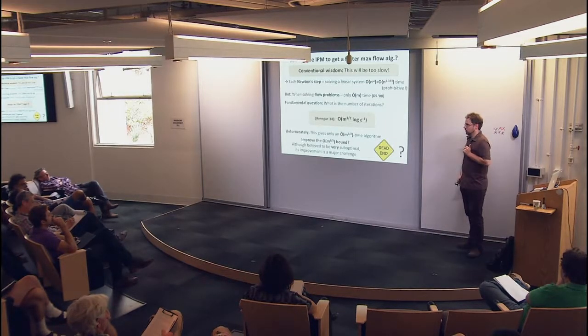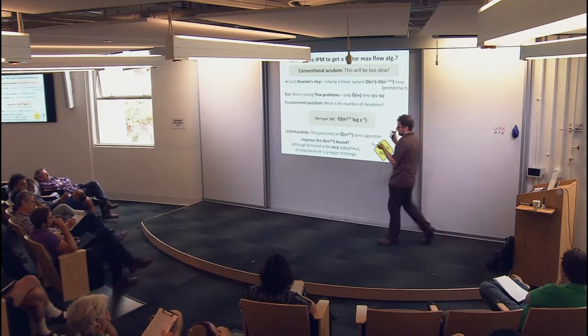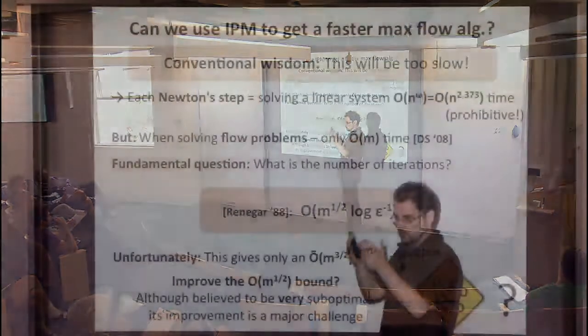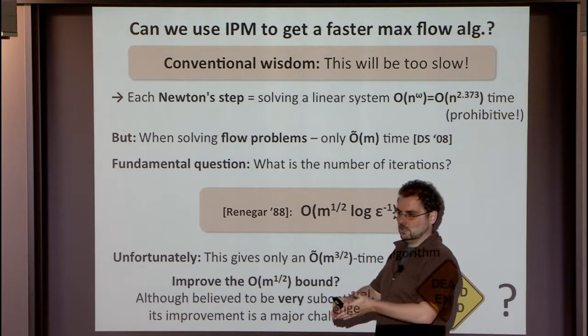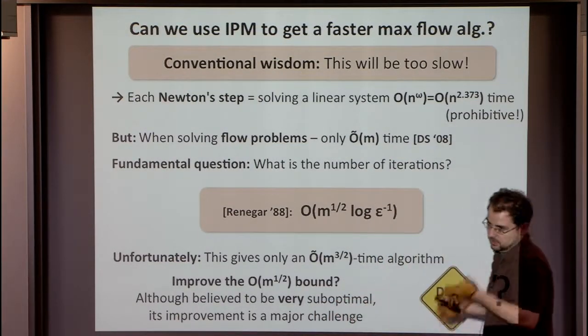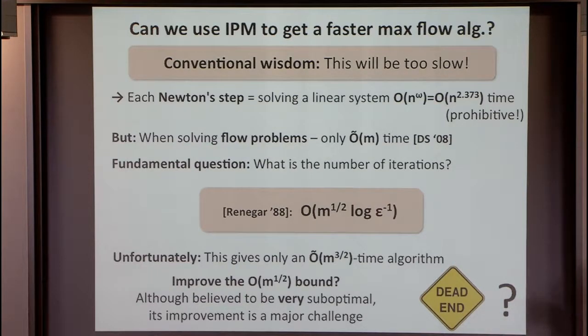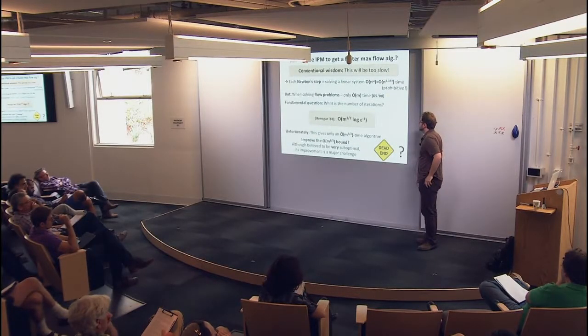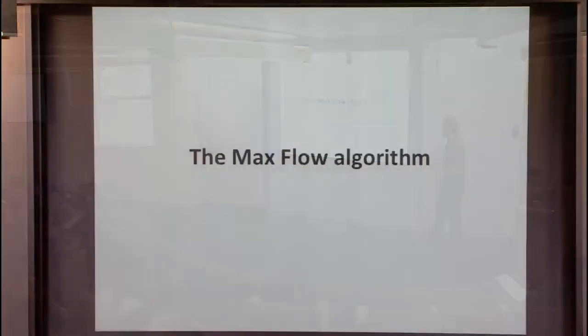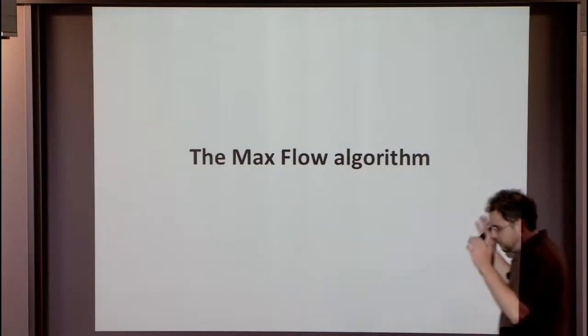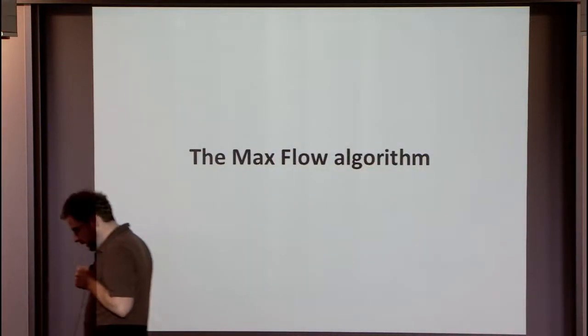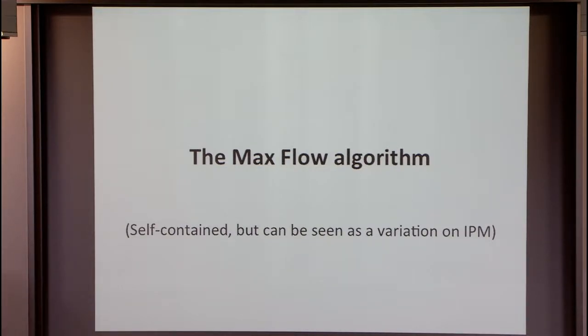Yes, because the barrier function is a separable function, so there are no off-diagonal terms in the Hessian. It's just diagonal and very simple. But the point is that you want to do the projection. So it looks like a dead end, but let us leave it like that and try to get something anyway. And what I will actually do is present an algorithm for max flow.